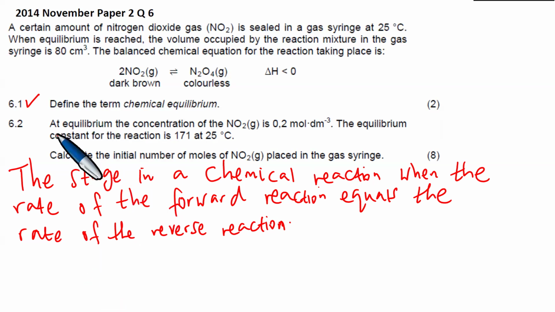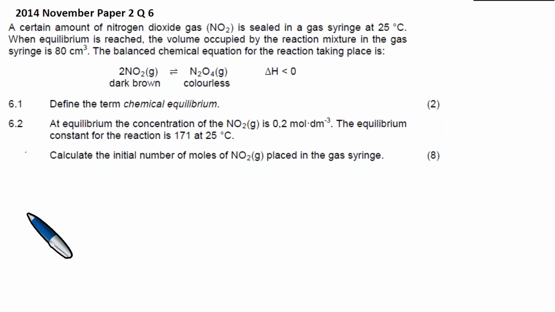And in the next question, at equilibrium, the concentration of NO2 gas is 0.2 moles per cubic decimeter. The equilibrium constant for the reaction is 171. It is the Kc, which is 171 at the temperature of 25 degrees Celsius. Calculate the initial number of moles of NO2 gas placed in the gas syringe. We focus on 6.2. Right, so let's look at that one.